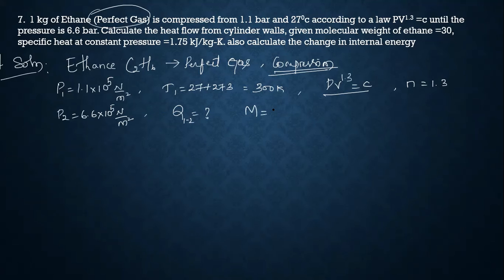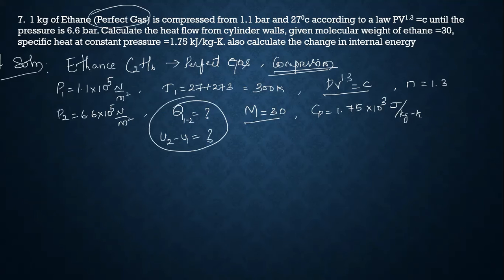Given the molecular weight of ethane is 30 and the specific heat at constant pressure is 1.75 into 10 to the power of 3 joules per kg Kelvin. Also calculate the change in internal energy. We have to calculate Q2 and U2 minus U1.